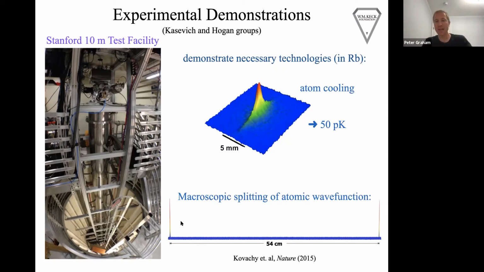And this is again a picture of the atom's wave function. You're seeing this density plot here. The atom is localized on those two ends, so the two halves of the atom's wave function are split very far apart. Those are some really cool results that the experimentalists have already demonstrated for this technology. Any questions on that before I go on?